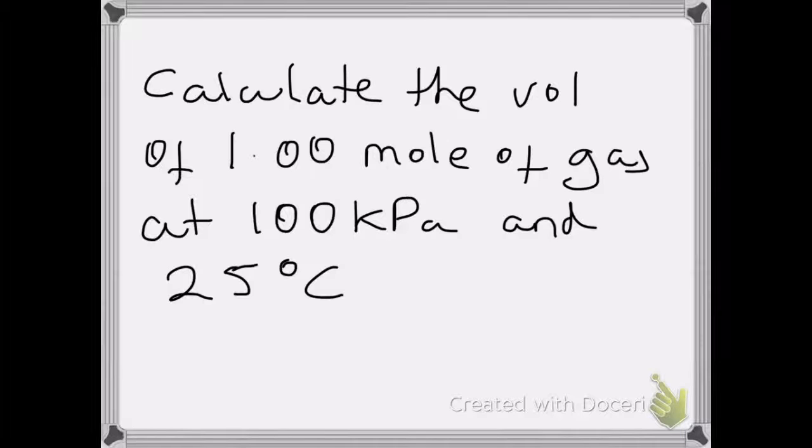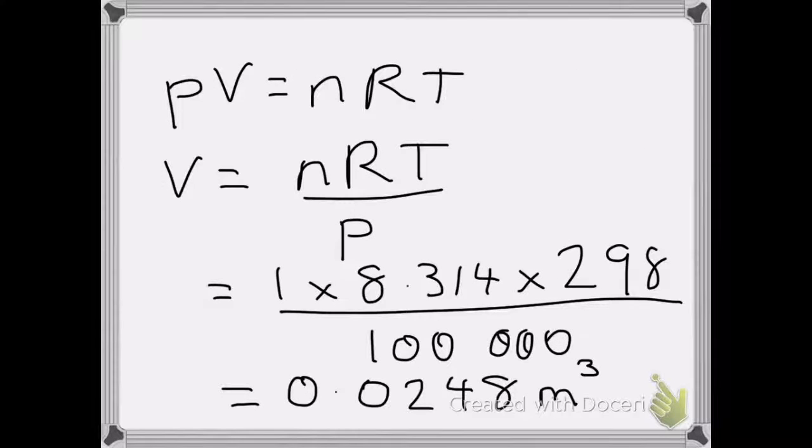So let's have a look at a quick example. We want to calculate the volume of 1 mole of gas at 100 kilopascals and 25 degrees C. So what you would need to do, PV equals nRT. We rearrange to make V the subject of that equation, nRT over P, and then we put the numbers in. 1 for the number of moles, 8.314 for the gas constant, T, now 25 degrees C plus 273 gives 298 Kelvin, and divided by P, the pressure in pascals. So 100 kPa is 100,000 pascals.